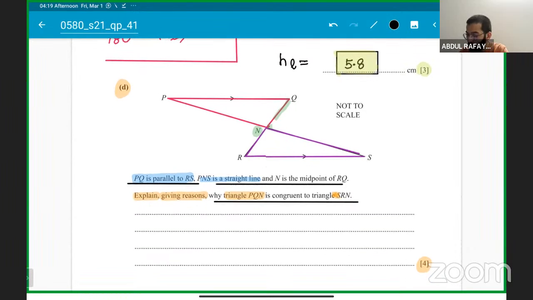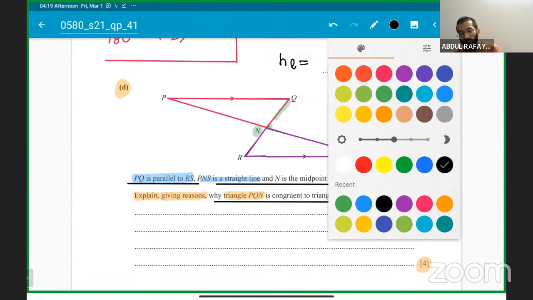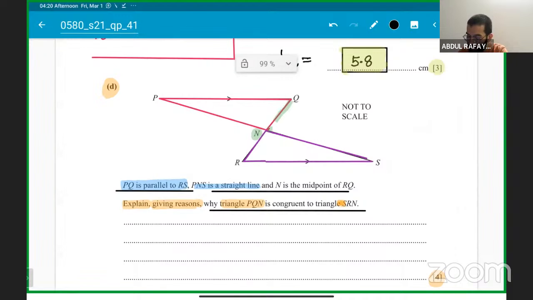Let me explain how you're going to do it for 4 marks and with which method. There are a couple of congruency methods, okay? First thing should be clear: we can clearly say that this angle, let's say x, is equal to this angle. Why? Because of alternate angles. Whenever we have parallel lines, if they are making a Z, that means it's alternate angles.